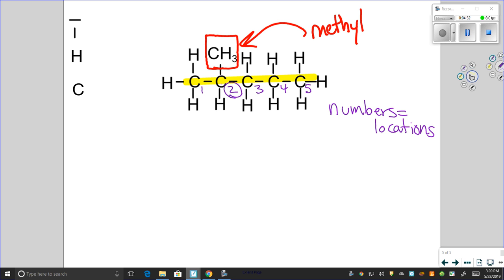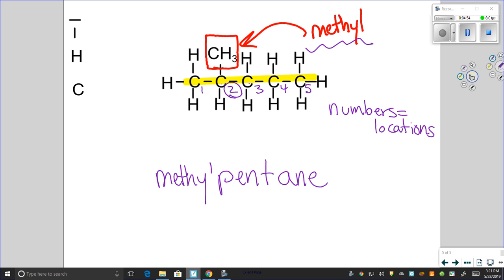So I have 1, 2, 3, 4, 5 carbons. Everything is single bonds. That means I know I have -ane because they're all single bonds. I know that my prefix for the molecule will be pent because I still have 5 carbons, but I need to add in this -yl group or side chain. So that's methyl. I need to tell where the methyl is attached. The methyl is attached on this number 2 carbon, that comes into our name, and it becomes 2-methylpentane.